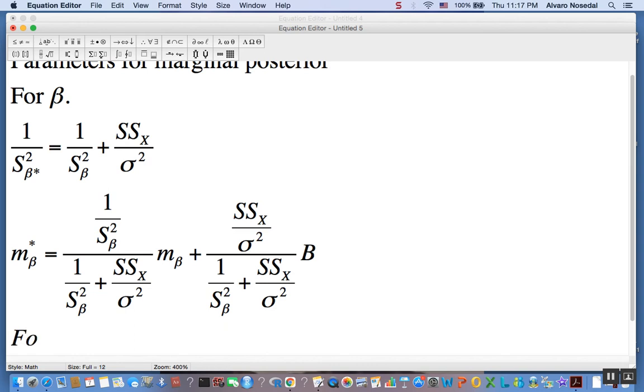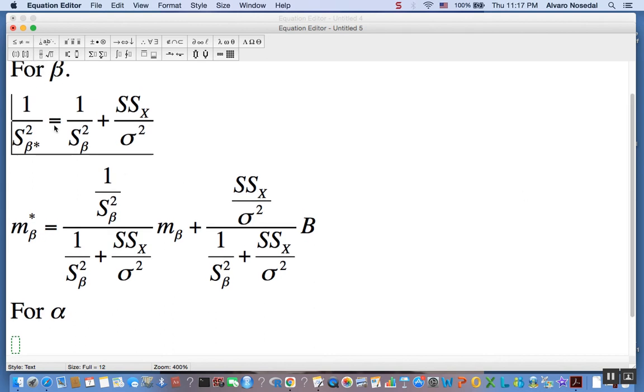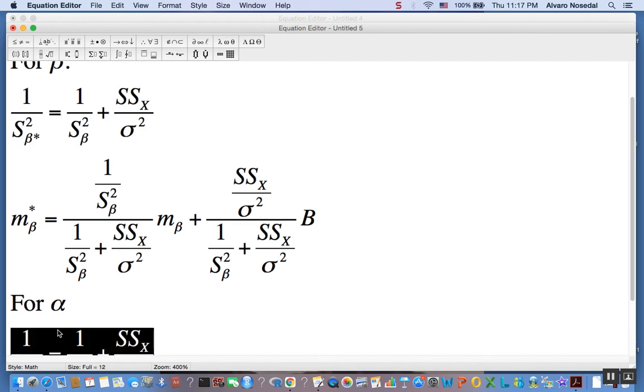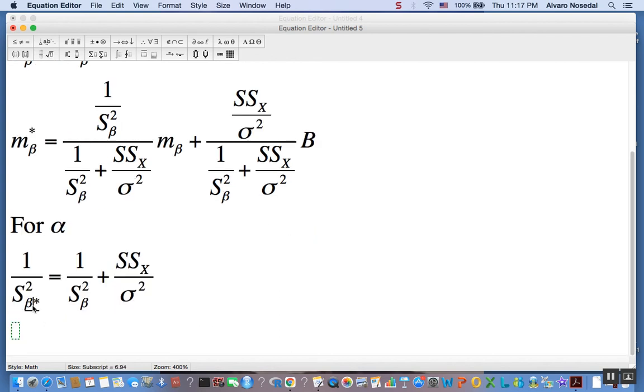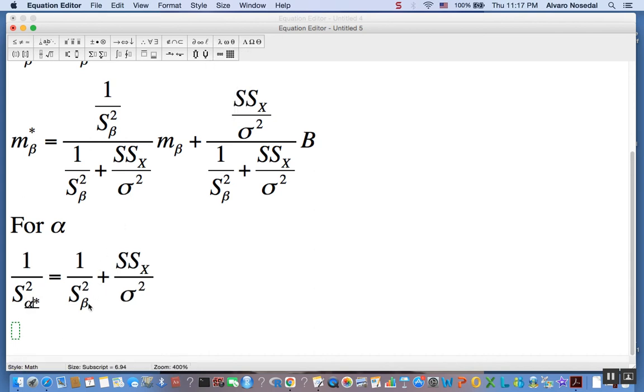Okay, so let's do it, and then with that we're going to conclude this video. Okay, so let me copy paste this, and we're going to make changes accordingly. So now what we want is the posterior precision of alpha. So what we have is prior precision of alpha, and then plus sample precision.